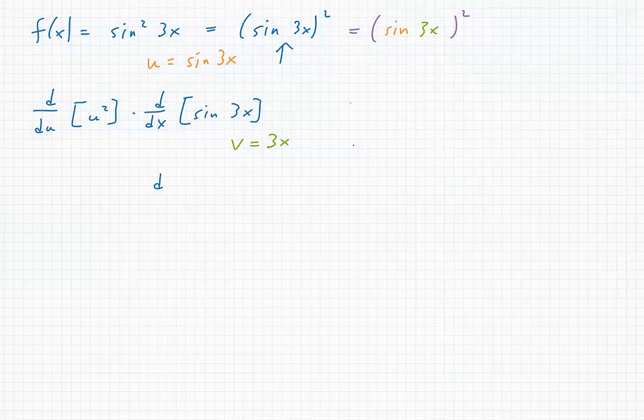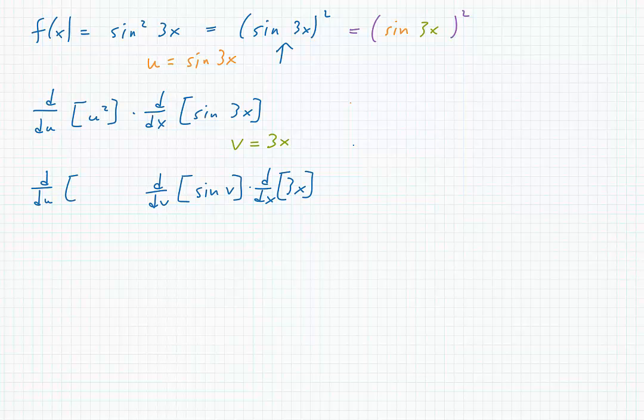Then we have the derivative with respect to v of the sine of v times the derivative with respect to x of 3x. But we also still had back over here the derivative with respect to u of u squared that comes from the original chain rule. So we have a derivative with respect to u, a derivative with respect to v, and a derivative with respect to x. Now v and u are both functions of x, so we'll eventually get everything back in terms of x. And again, this is a convoluted process, but we can do it if we're just careful about it and keep track of everything.